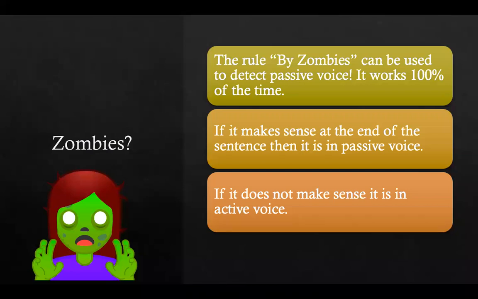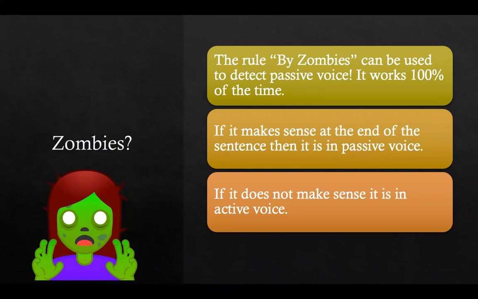So there's this really cool rule that works just about 95% of the time. The by zombies rule is such an amazing gift to us, even though it's so simple. If it makes sense at the end of your sentence, then it is in passive voice. If it does not make sense, it is in active voice.